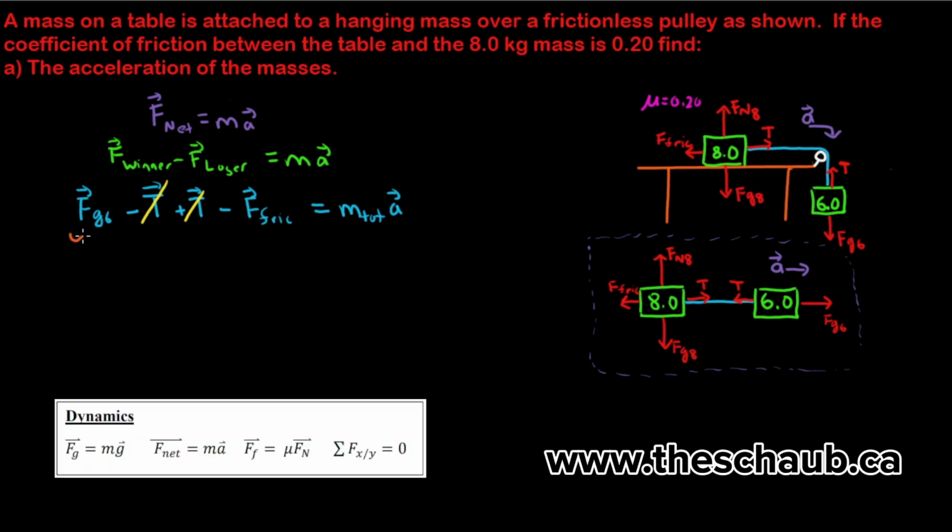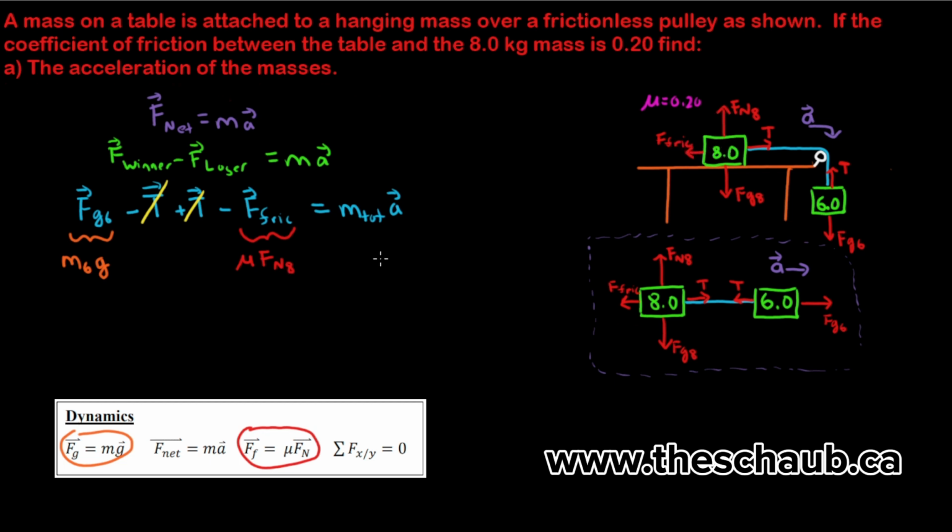We start with Fg6. Force of gravity, as shown in our list of equations, is equal to mass times gravity. So it's the mass of the 6 kilogram weight multiplied by gravity. Looking at our force of friction term here, force of friction from our list of equations is equal to mu times the force normal. So mu multiplied by the force normal 8, because the force of friction we're looking at is on the 8 kilogram block.